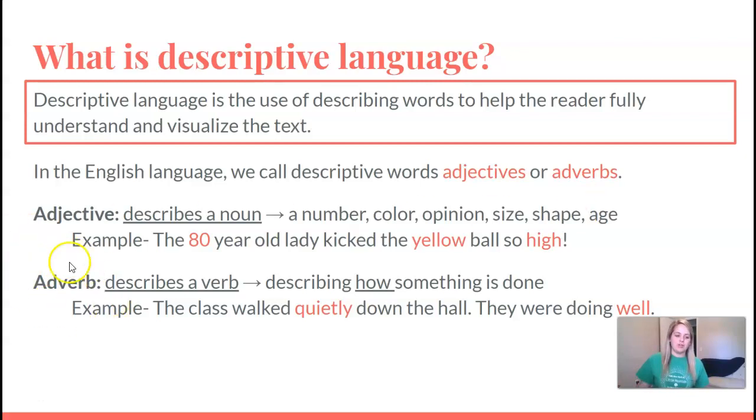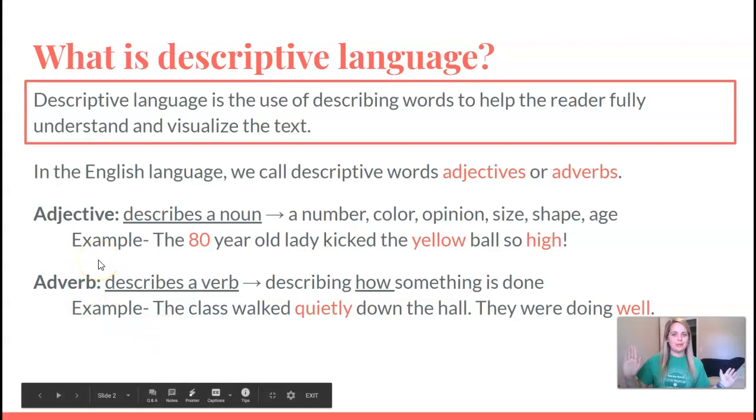And then we have adverbs. An adverb describes a verb. So it's going to describe how something is done because a verb is an action. An adverb is describing how that action is completed. For example, quietly, slowly, well, bad, or badly. As long as they are describing a verb, it's an adverb.